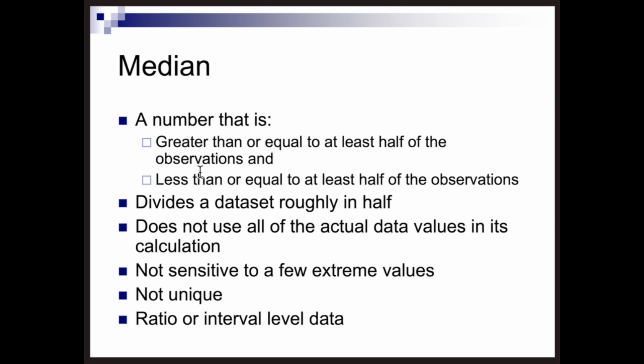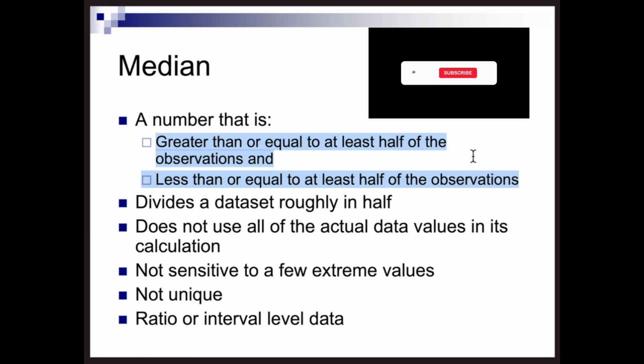The first condition is that it is greater than or equal to at least half of the observations in the data set. The second characteristic is that the median is less than or equal to at least half of the values or observations in the data set. So in order for a real number to satisfy the definition of being a median, it has to satisfy both of these conditions.